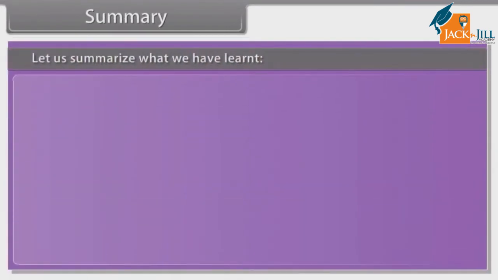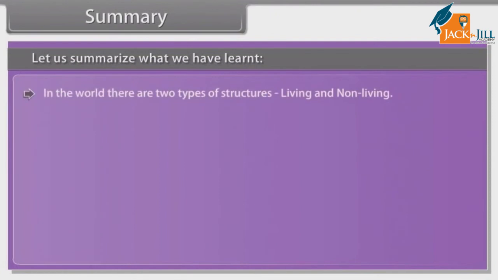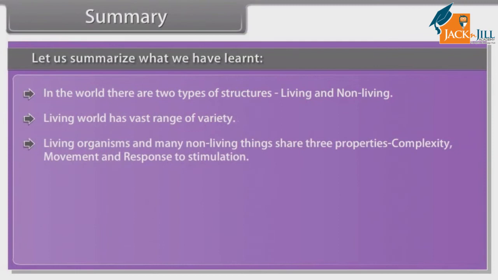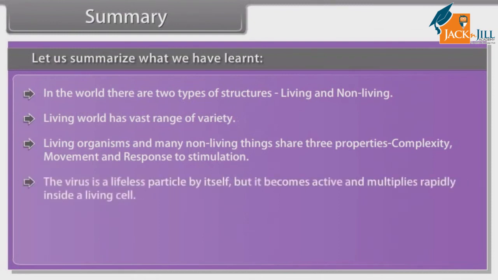Summary. Let us summarize what we have learned. In the world, there are two types of structures, living and non-living. Living world has a vast range of variety. Living organisms and many non-living things share three properties: complexity, movement, and response to stimulation. The virus is a lifeless particle by itself, but it becomes active and multiplies rapidly inside a living cell.